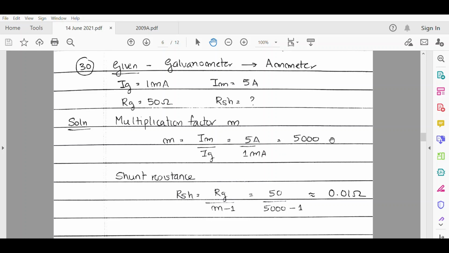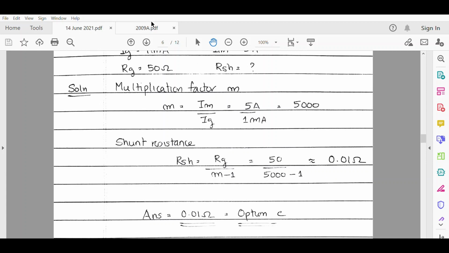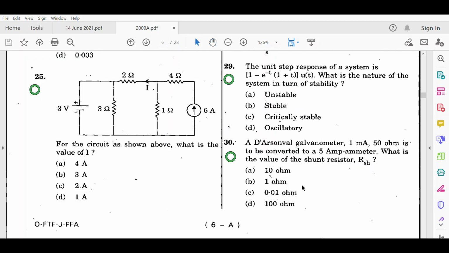Now the shunt resistance is the meter resistance divided by M minus 1, and that would mean that we can substitute 50 ohm for this R g and for this M 5000, and the shunt resistance would be 0.01 ohm. Now let us see the answers given. The answer C is given as 0.01 ohm, and this is the correct answer.